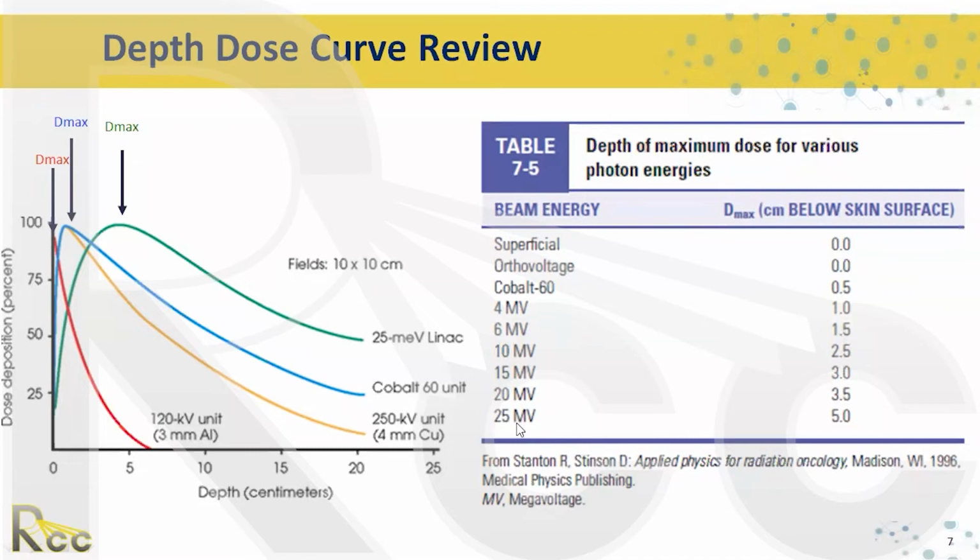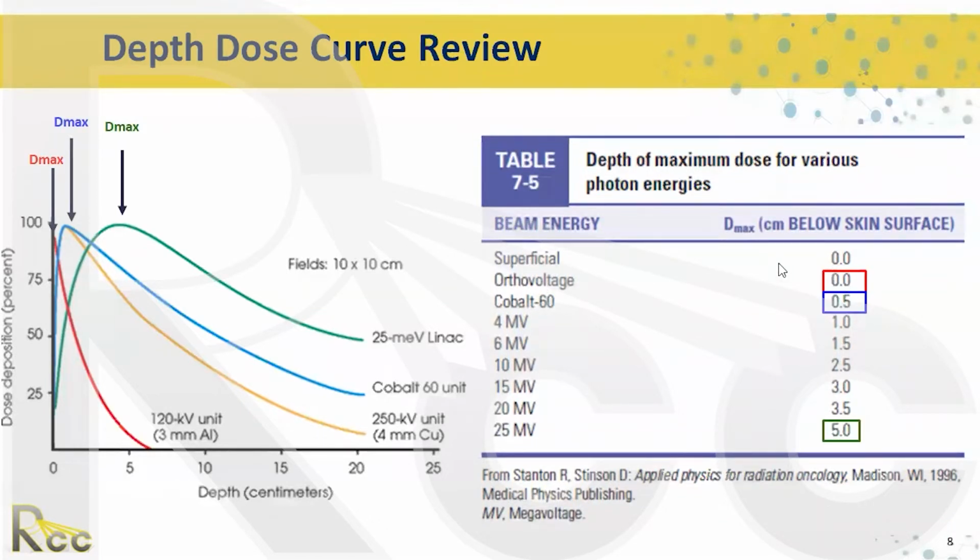And in fact, early on in my career, I worked with Siemens Betatrons, which had an energy of 45 MV. We were working with 45 MV beams, and the Dmax was beyond 5 centimeters. It was close to 6 centimeters before you built up to maximum dose. Today, in modern radiation therapy, we use mainly 6 MV and 10 MV. And you can see the skin sparing is about 1.5 to 2.5 centimeters. So orthovoltage at 0, cobalt at 0.5, and as energy increases, the depth dose increases and the skin sparing increases.